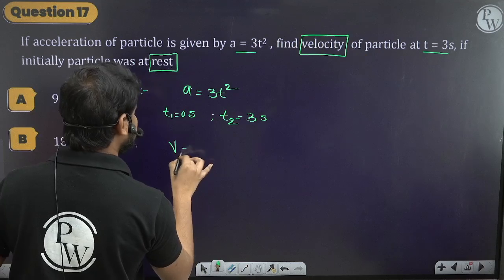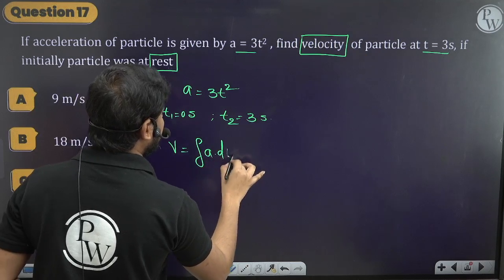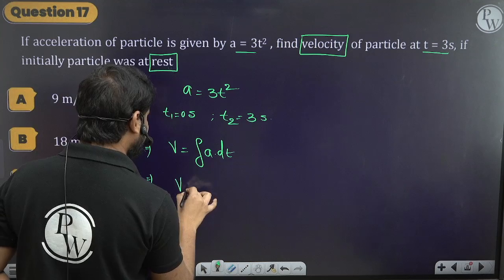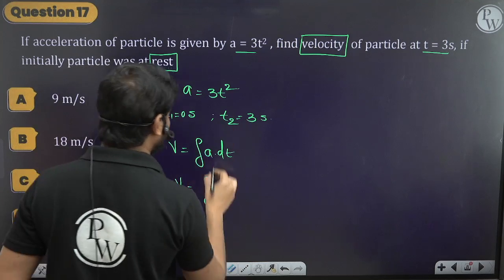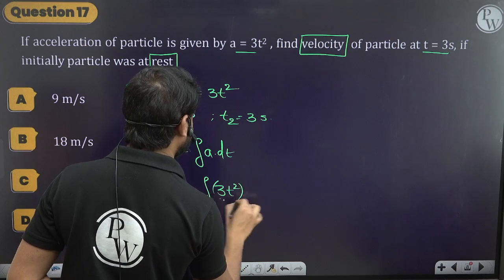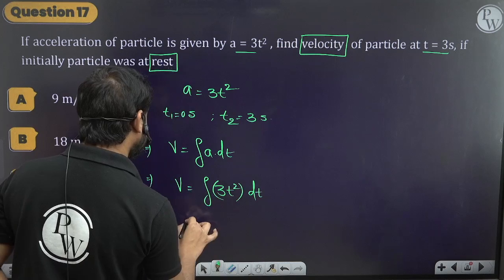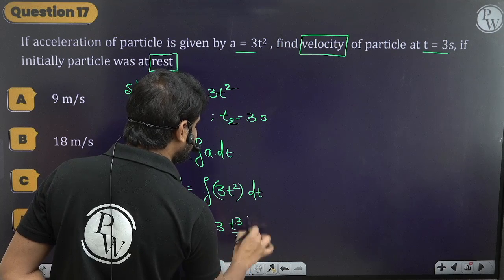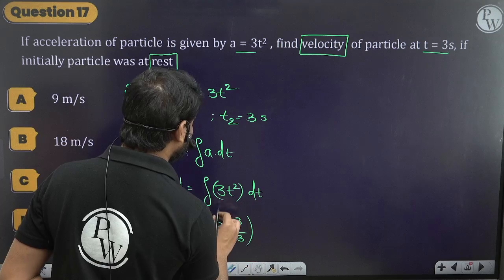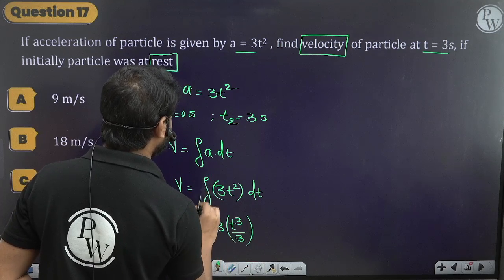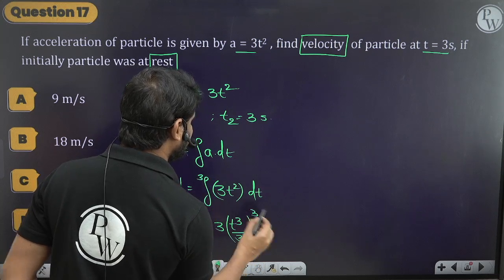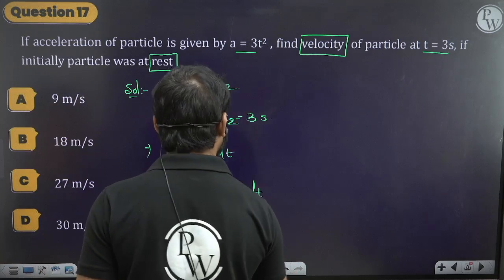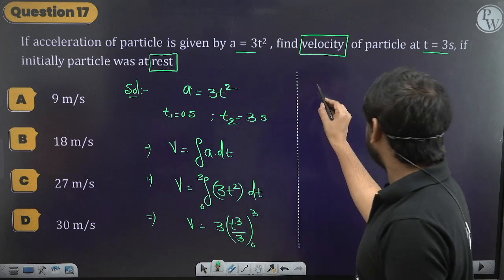So velocity is equal to the integration of a dt, yes or no? So from here we can write v is equal to the integration of, in place of a, 3t squared dt. So v is equal to, 3 is the constant and the integration of t squared is t cubed by 3, right? So what are the limits? From 0 to 3 seconds. So write the limits. If you write the limits, no need to put the plus c, okay? So you know that process, right? Next. So then do the calculation here.